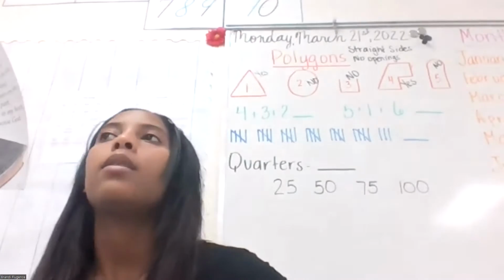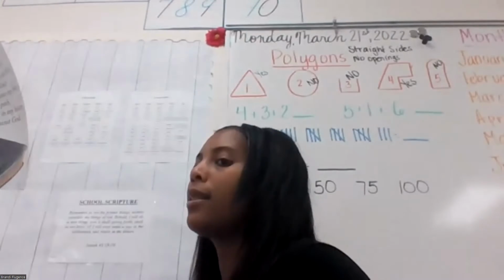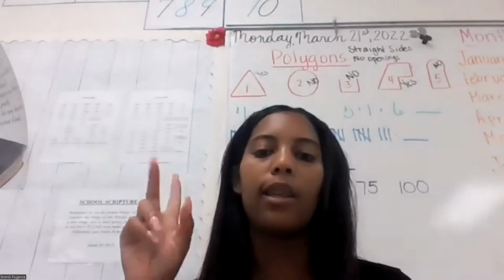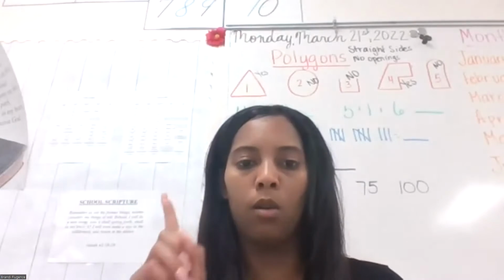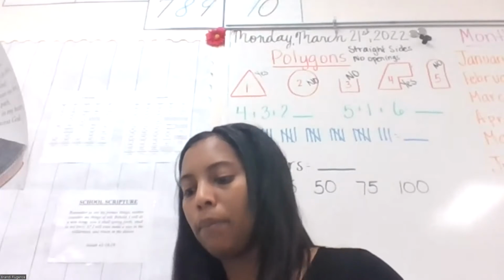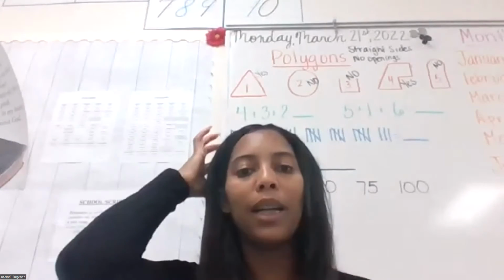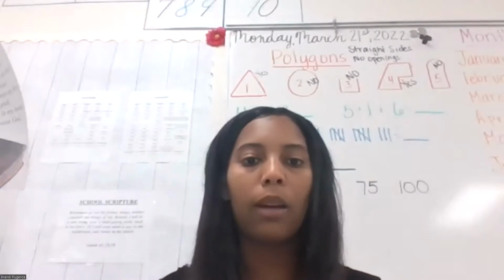All right, good. So in order for a shape to be a polygon, it has to have 2 things. What are the 2 things? Straight sides and no openings. Good. All right, so that's it for your book. I just wanted to go over the polygons page. We'll be back on the board.